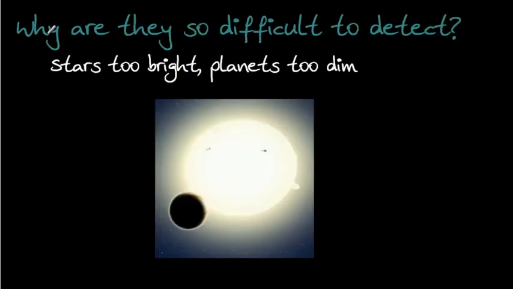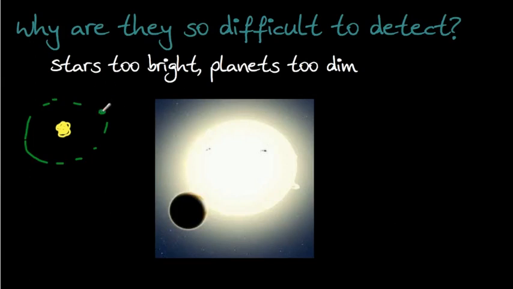So now, why are they so difficult to detect? Why did it take until 1995 in order to actually find them? Well, you have to think about this. You have a star, right? So let's say this right here is the sun. And around it, let's say you have a little planet orbiting around here.